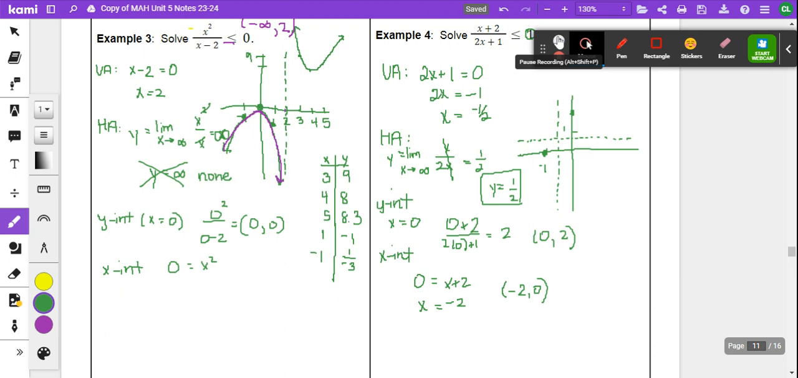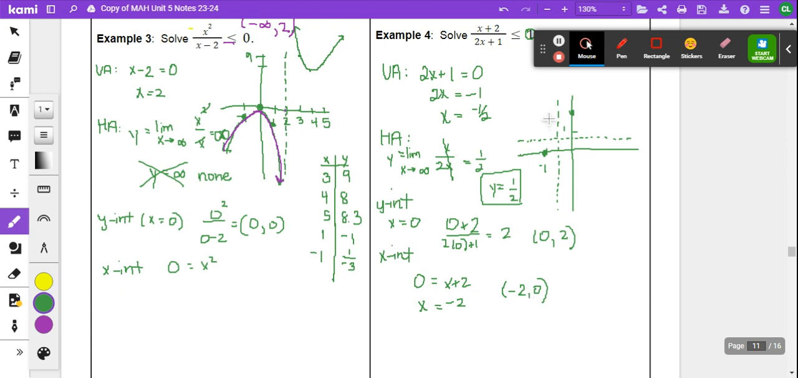All right, when I plugged in 0 for x, I got 2 over 1, which was 2. And then I wrote that as a point and I graphed it. I went 0 and up 2. That's 2. And then for the x-intercept, I know y equals 0. So the only way you're going to get a 0 is if the numerator, it doesn't matter what's on the denominator, the numerator equals 0, and then you just subtract 2 and you get negative 2, 0.